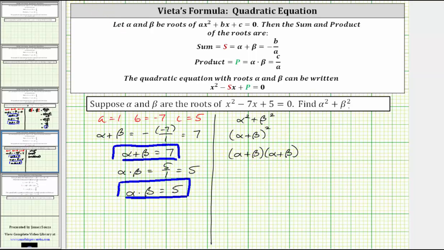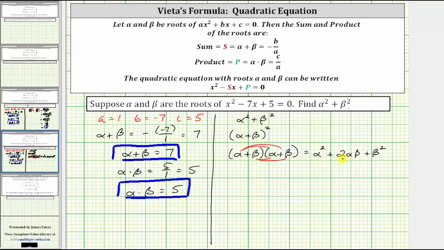And now we multiply. We have 4 products, 1, 2, 3, and 4. This is equal to alpha times alpha is alpha squared, plus alpha times beta, which is alpha beta, plus beta times alpha, which is another alpha beta, so we have plus 2 alpha beta. And then we have plus beta times beta, which is plus beta squared. Notice on the right side of this equation, we do have an alpha squared plus beta squared, but we also have this plus 2 alpha beta. Let's subtract this on both sides of the equation.